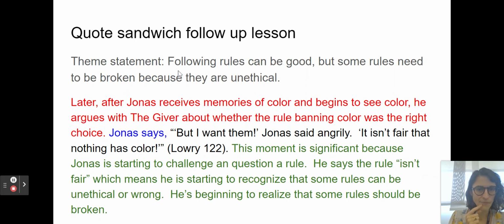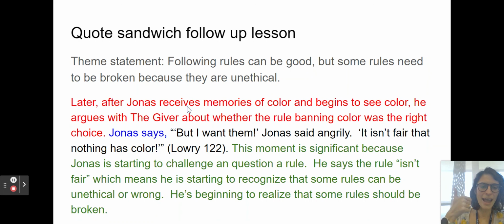Do you notice what I've done here? I've gone to my theme statement and I've stolen some keywords. Not stolen. I'm echoing my keywords. So I've said need to be broken. Rules should be broken. I said unethical, right? I'm echoing to keep that in your mind, to persuade you. I'm repeating and echoing the words of my theme statement. It's a persuasion technique.